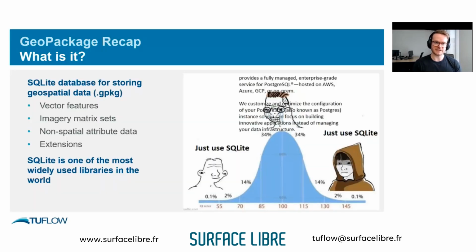So what is GeoPackage? It's essentially an SQLite, or SQLite as some people pronounce it, database for storing geospatial data. It can store vector features, the equivalent of shapefiles, which is primarily what I would use GeoPackages for, but it can also store imagery data, and non-spatial attribute data, so just tables of attributes essentially. It also supports a number of extensions, both formalized and user community-based.